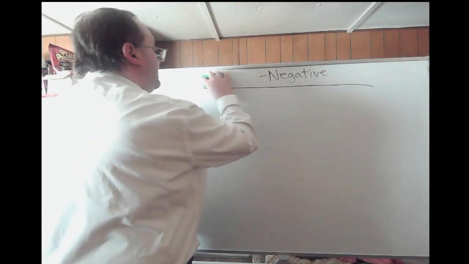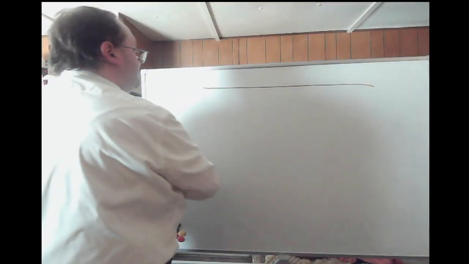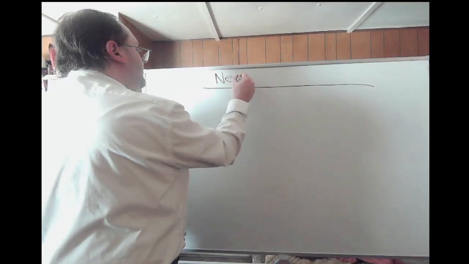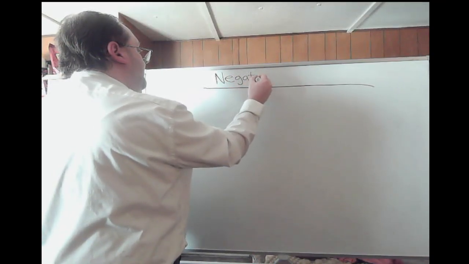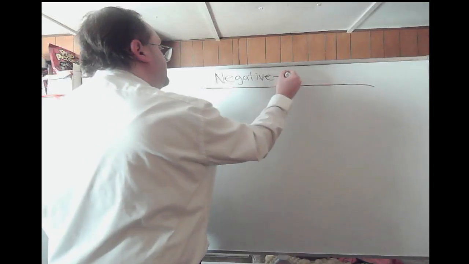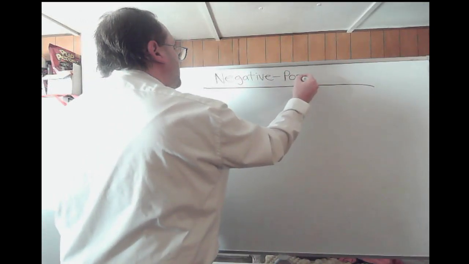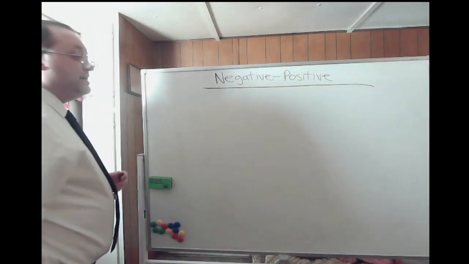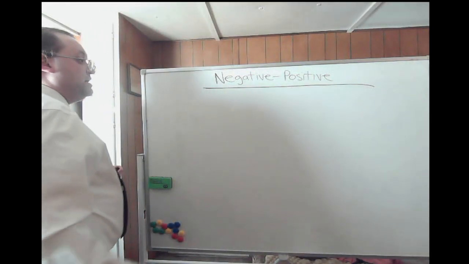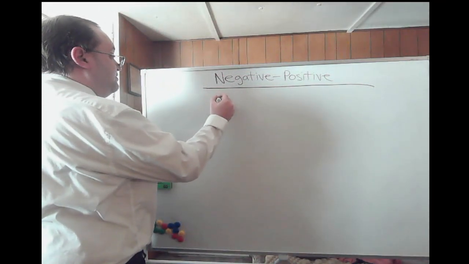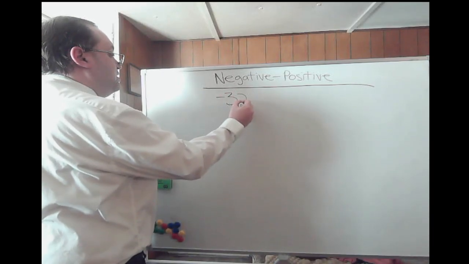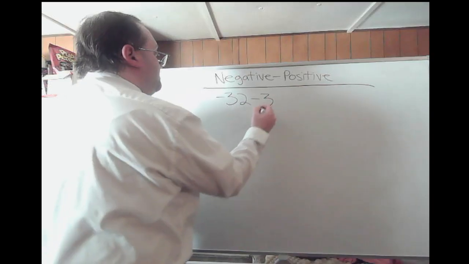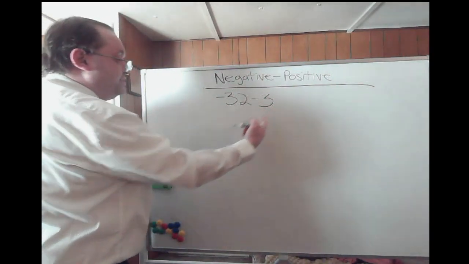Now let's switch this around here. We're going to switch this around a little bit. We're going to do a negative minus a positive. Also, there's only one case for this. A negative minus a positive. So let's say you have negative 32 minus 3. You have a negative number minus a positive number.